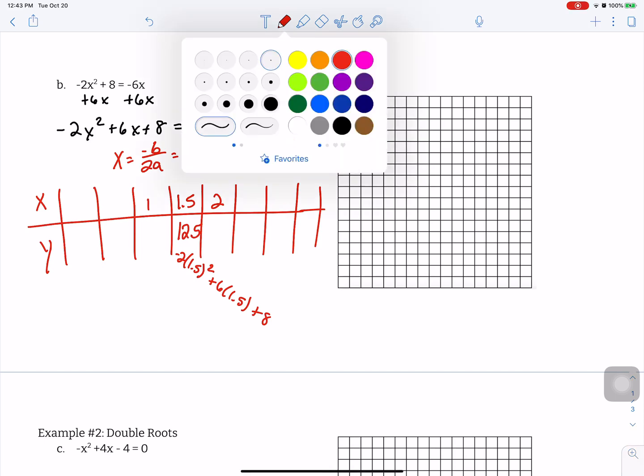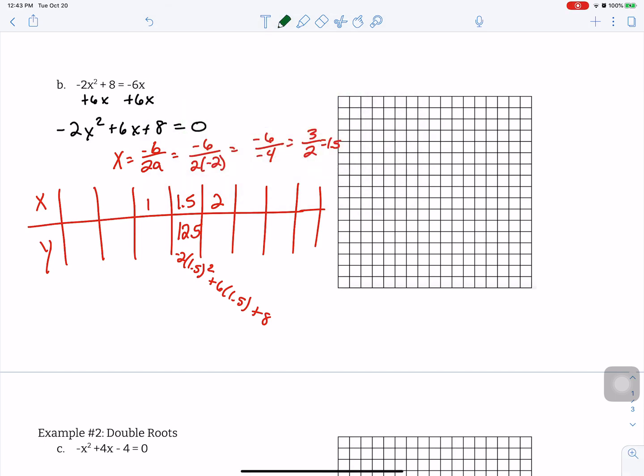And then I'm going to go ahead and look at my next piece. I'm going to do either a 1 or a 2. Again, I don't want to keep going with the 0.5s. That's just telling me where it's symmetrical. So I'm going to use the 1. So we have negative 2 times 1 squared plus 6 times 1 plus 8. So 1 squared is 1. Negative 2 plus 6 plus 8, which would be 12 and 12. Because once I know one, I know the other.